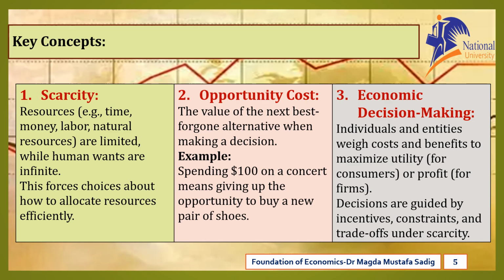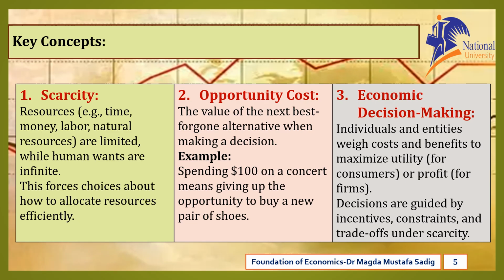Scarcity. There is not enough for everyone's wants. Scarcity means there is only a limited amount of resources, like workers, land, or capital, or time, money, or things that we can use. But people want way more than what is available. Because of this, we have to make choices about what to do with what we have.